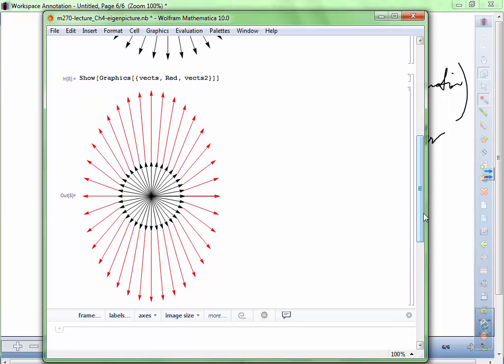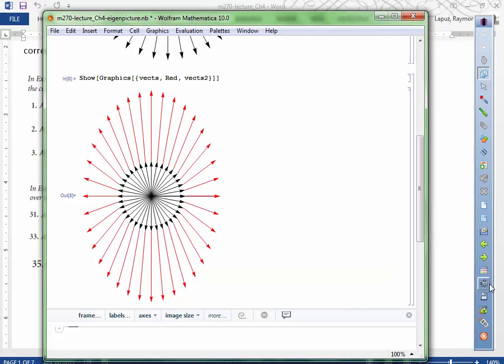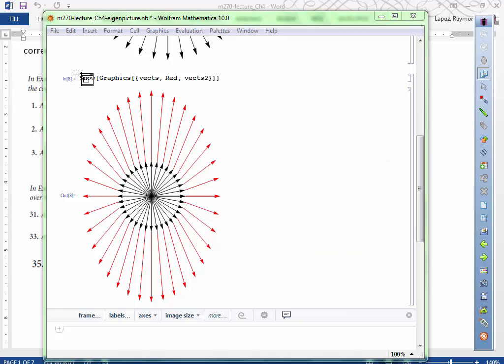And you kind of look close and try to imagine which of these vectors are collinear. I'm comparing the red and the black vectors. And this is for the matrix.